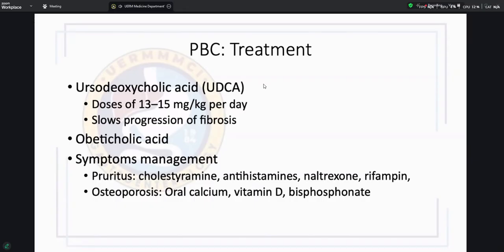The second line, if there is no significant improvement with UDCA, is obeticholic acid. Then we do supportive treatment. For pruritus, the first line is cholestyramine. Although antihistamines are often tried, and naltrexone and rifampin can also be used. Patients with long-term cholestasis can also have osteoporosis, so you might want to start calcium supplement, vitamin D, and bisphosphonate.